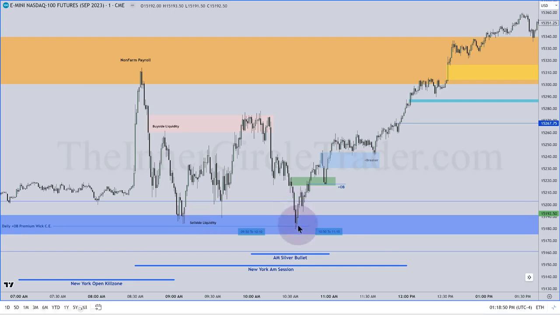We drop down during the peak of the silver bullet 10 to 11 time window. There is a silver bullet entry in here during the AM session silver bullet time window. Trades down to consequent encroachment of the bullish propulsion block on the daily chart. And it's also consequent encroachment of the hourly fair value gap that's shaded in blue. Notice that?